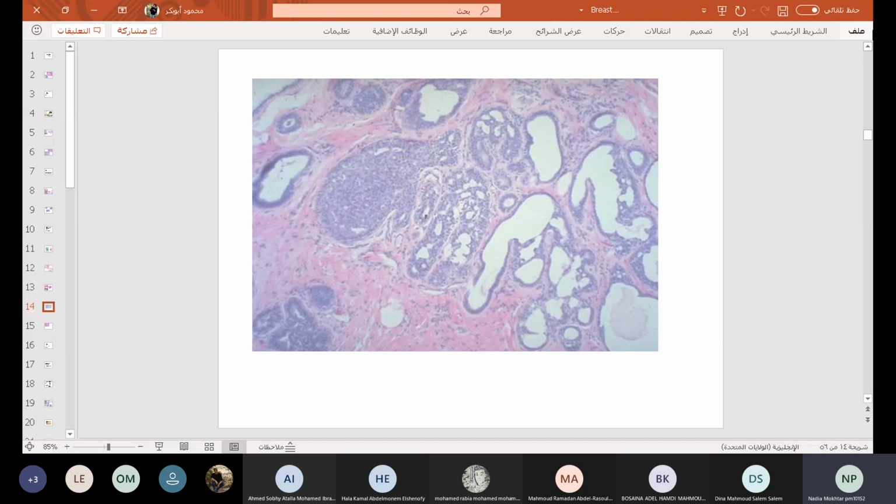This area is at risk to develop into cancer. It starts first as ductal carcinoma in situ, and then invasive cancer. So at this stage, this lady is at risk to develop breast cancer because she has fibrocystic disease with a solid component, which is the atypical ductal hyperplasia. Next.